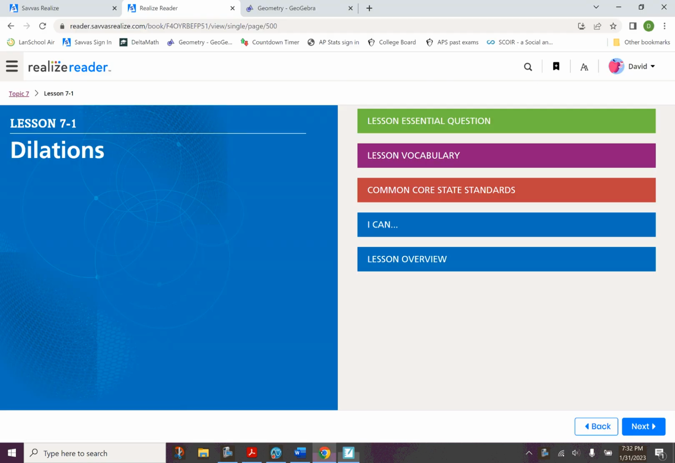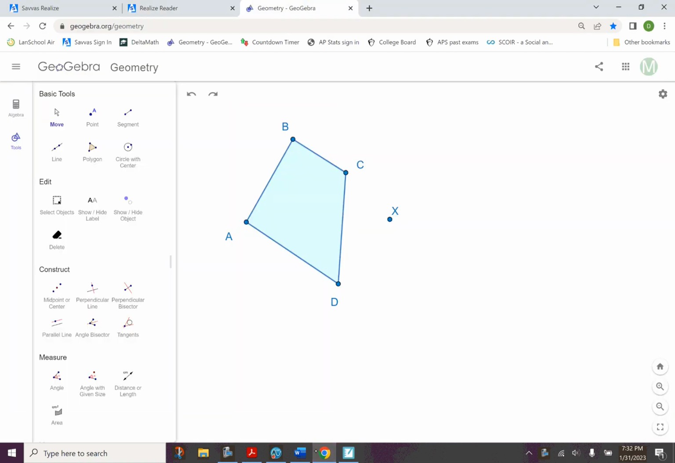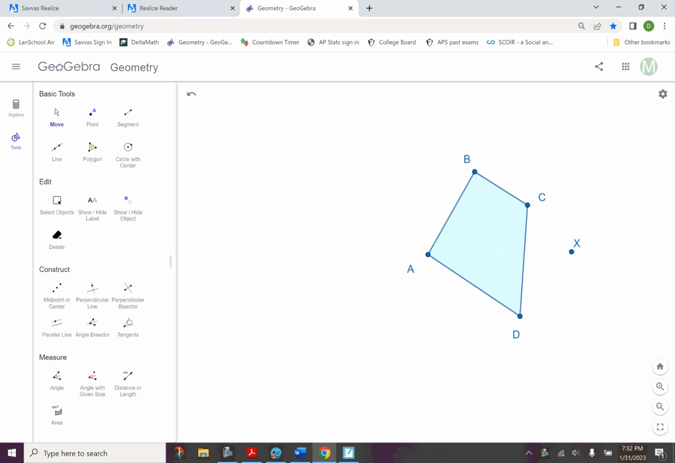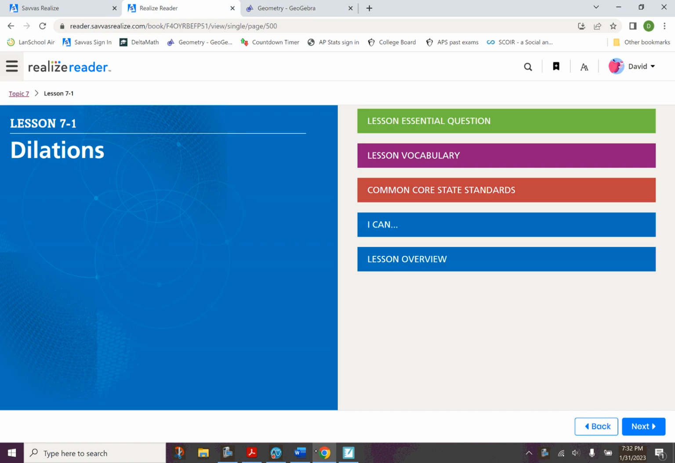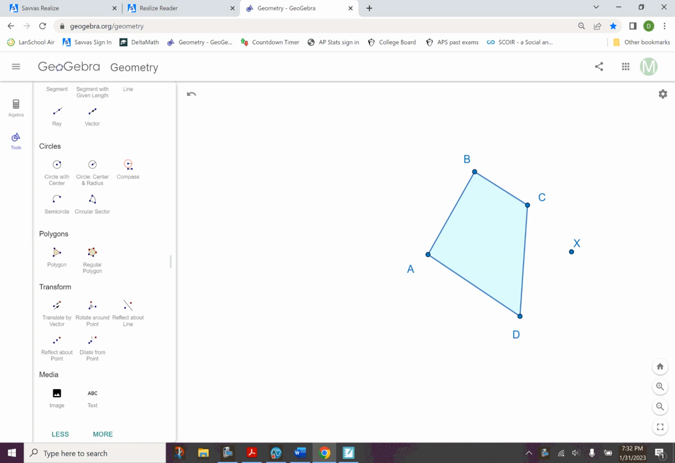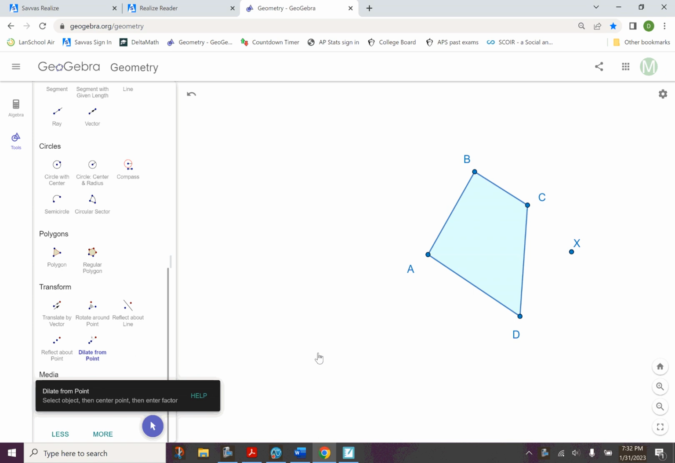For example, I have an ordinary, nothing much special about it, quadrilateral ABCD, and I have the magic point X. Now I can do a transformation of this that goes with the topic from section 1 called a dilation. Again, it's such an important one. I come down here to the transform rule. We can do translations and rotations and reflections, and dilations is another option.